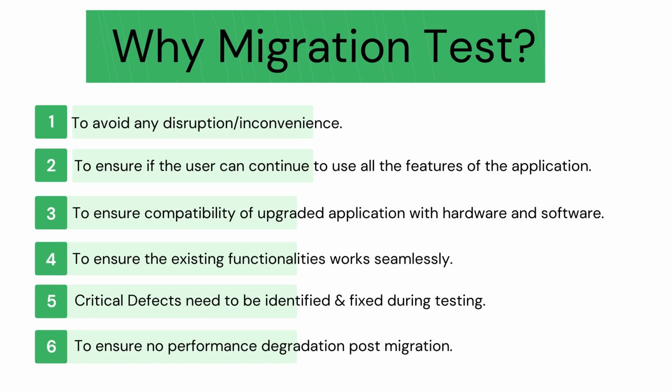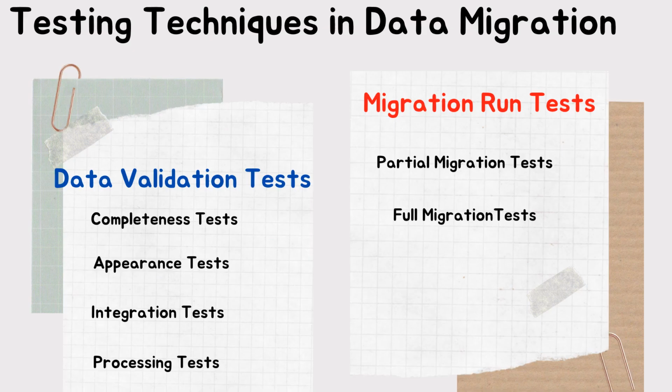Third, to ensure compatibility of the new or upgraded application with the hardware and software that the legacy application supports. Then fourth, to ensure the existing functionalities work as in the legacy application seamlessly. Fifth, critical defects related to the data and data type need to be identified and fixed during testing. Sixth, to ensure no performance degradation post-migration. In addition, we should also ensure that the connection between servers, hardware, software and therefore the data flow between different components remains intact.